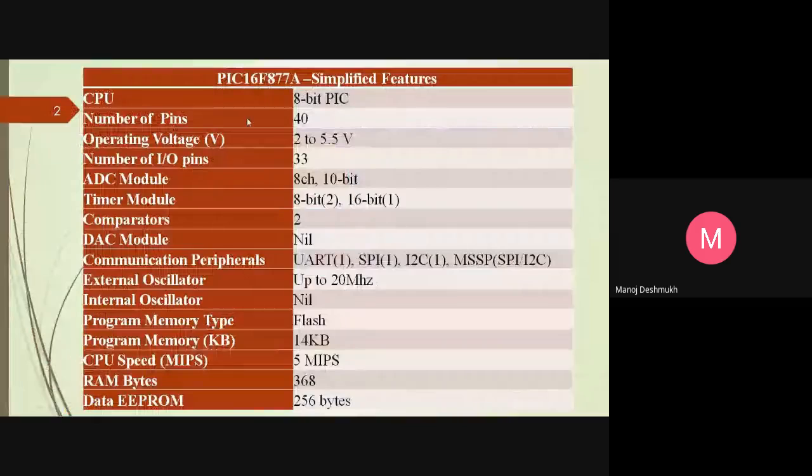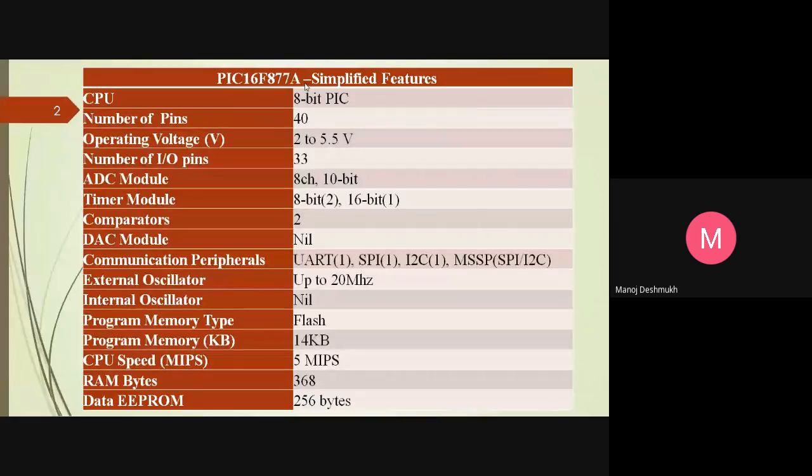As we have seen the basic features of PIC microcontrollers, similar to that, PIC16F877 is a series of microcontroller from the PIC series, a specific part, that is 16F877. Most of the features are similar to the basic PIC microcontrollers. It is an 8-bit controller, number of pins mostly 40 with the DIP package, operating voltage 2 to 5.5 volts, and total number of IO pins, input as well as output, is 33.